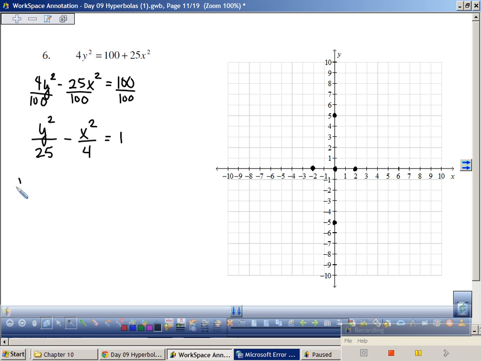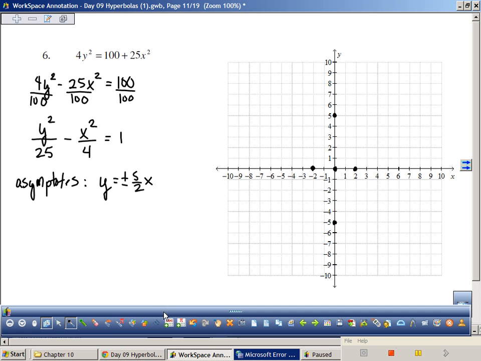Hey, what's the asymptote? Y equals what? Plus or minus? How far did we go up? 5 over 2. Right? That's the slope. Let's draw them. Oh, we need a box first.